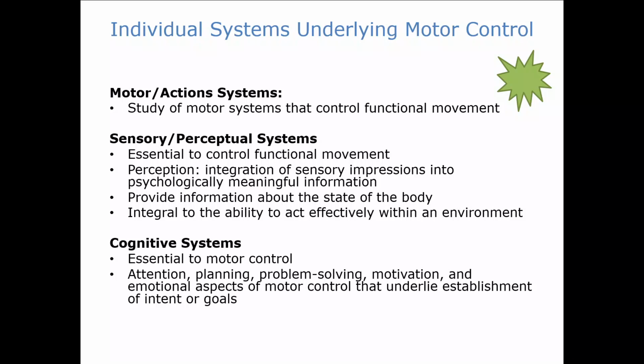Sensory perceptual systems. The position of the body in space is essential to control functional movement. Perception is not the sensing, it's the processing of the sensing, yeah? So for example, you can touch something, but that might not mean anything. Sensory information has to get processed so that it is actually perceived. And this information gives you a framework in which, okay, where's my body in space? What is the environment? It gives you the ability to see what is and isn't working in terms of movement.